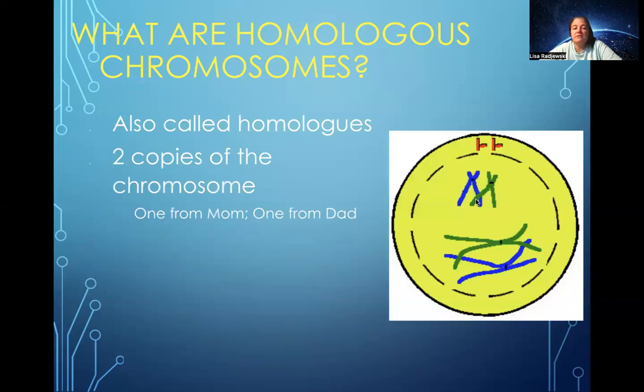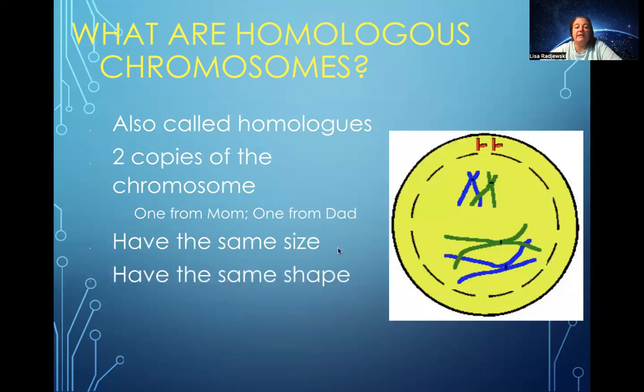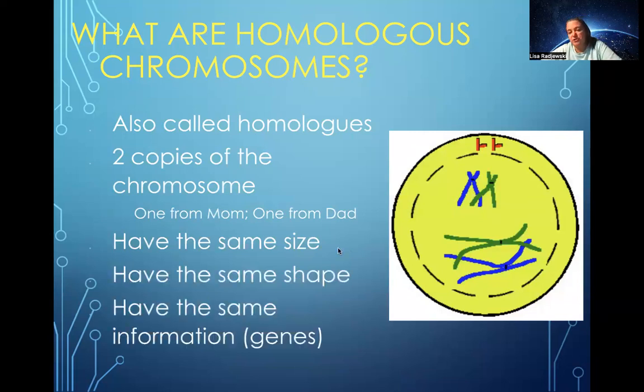There are 2 different colors to represent that one is coming from mom and one is coming from dad. They have the same size when they're next to each other. They have the same shape typically, and they'll have the same information, like the same genes on them.